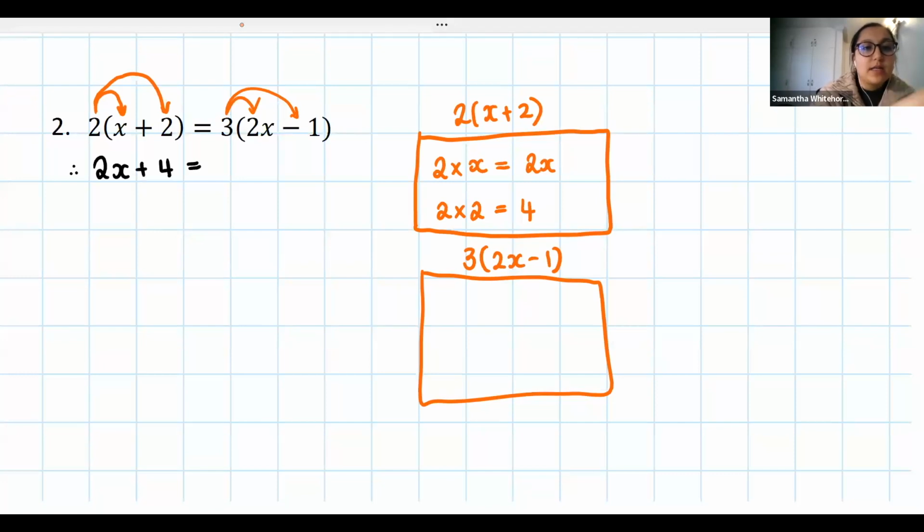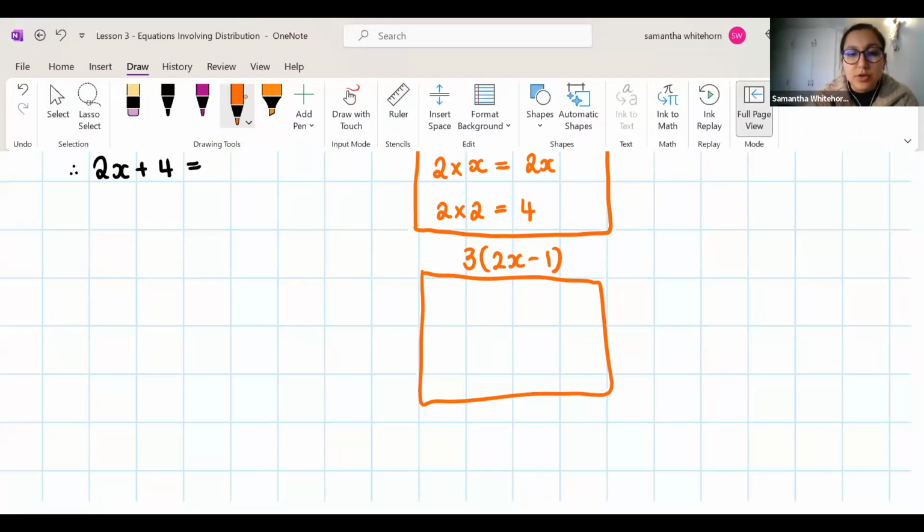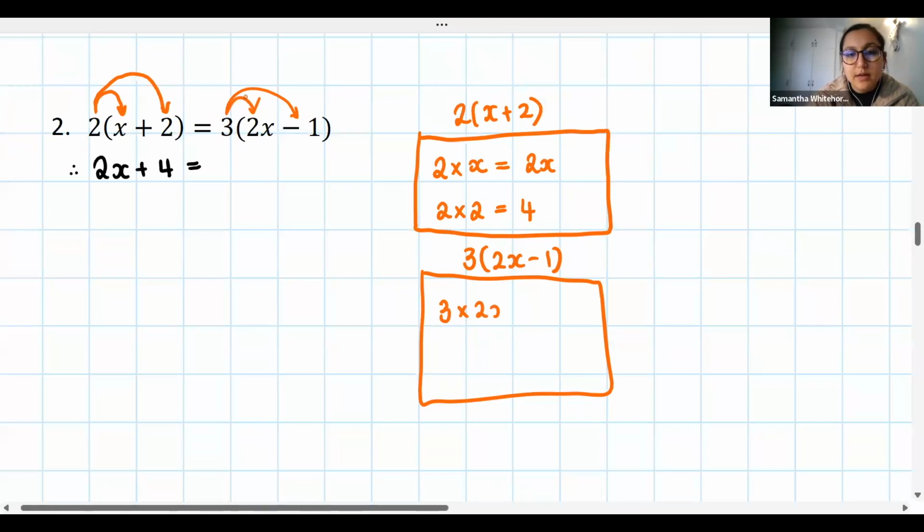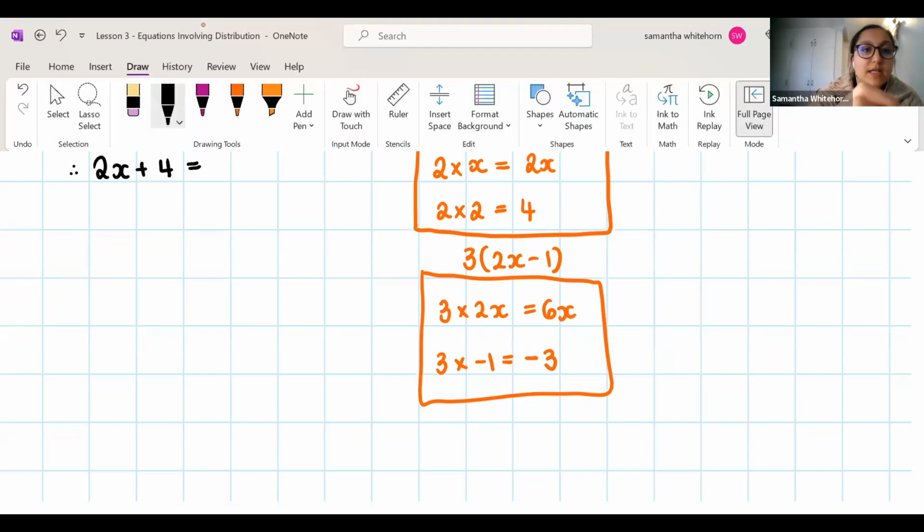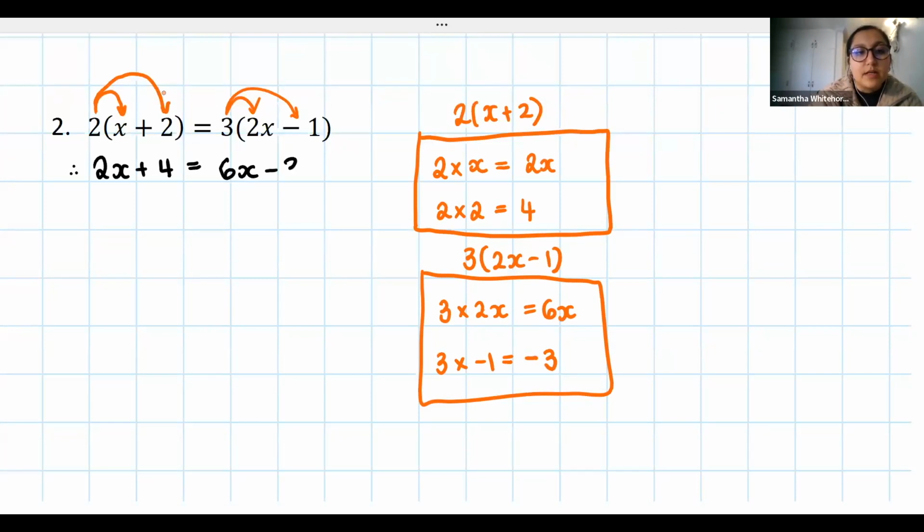And now on the right-hand side, I'm going to do the same thing. I'm going to distribute. So I've got 3 times 2x and 3 times negative 1. 3 times 2 gives us 6, and then we've still got that x. So 3 times 2x is 6x. Be careful here. You're saying 3 times negative 1. A positive times a negative is a negative. And so we've got negative 3, which means on the right-hand side of my equation, I have got 6x minus 3.